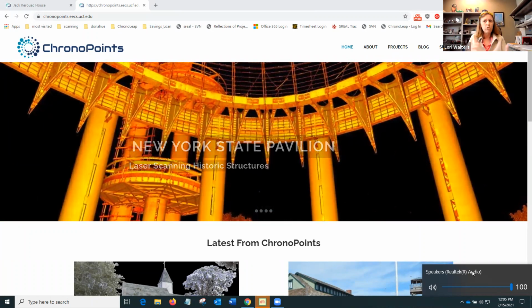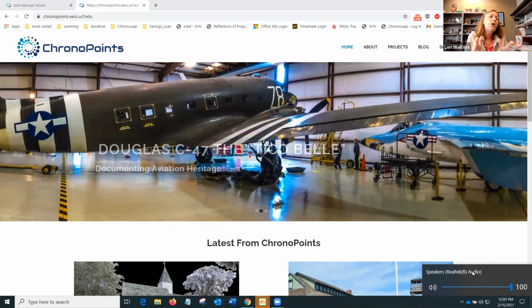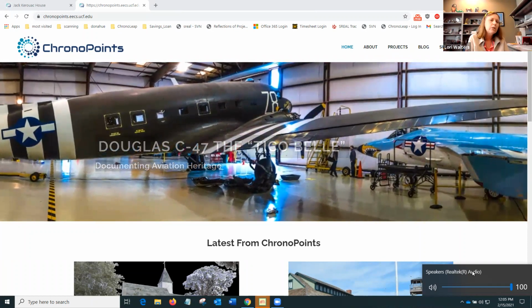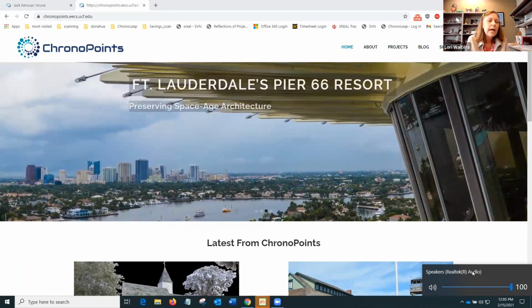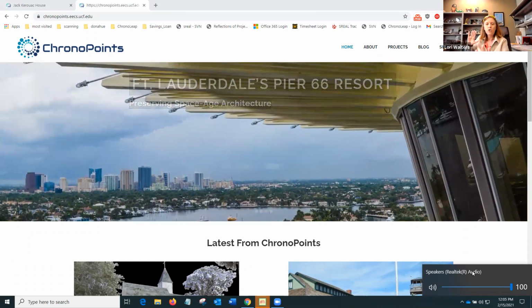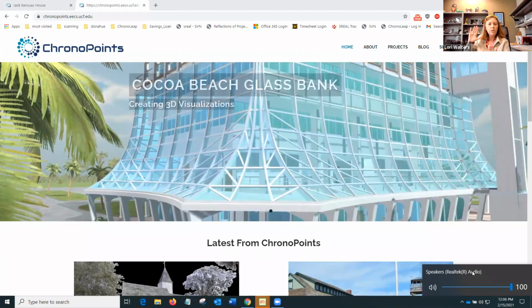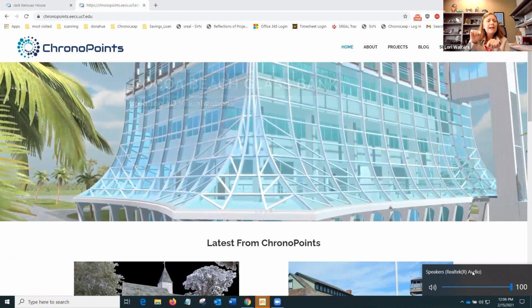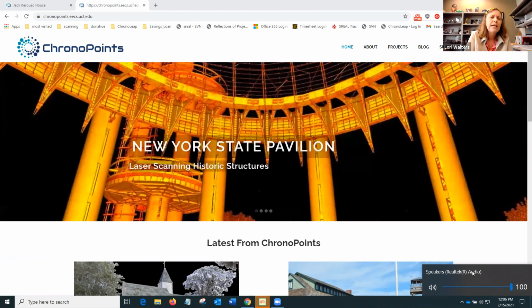Or if you're trying to figure out if a large piece of equipment is going to fit into an area in a building, you want to do a laser scan of that area. You also want to do a laser scan as you're moving that large object from outside to inside, to make sure that you can actually get it to where you intend it to be.